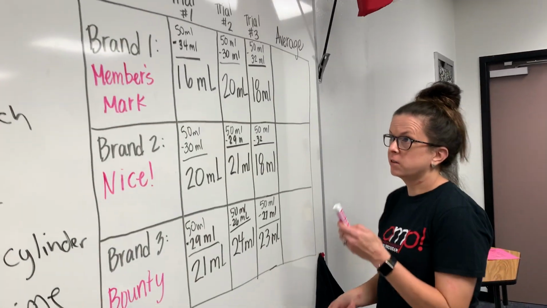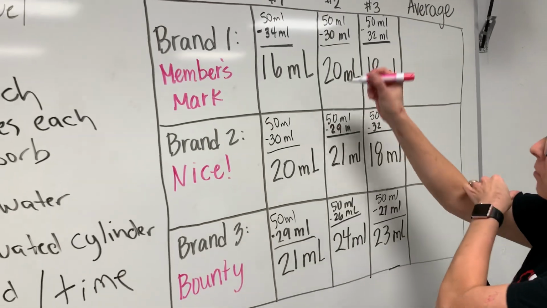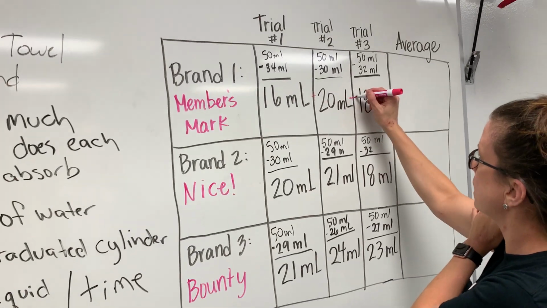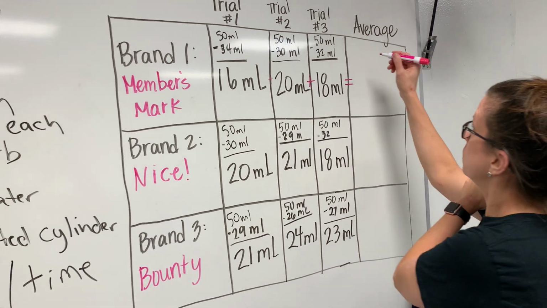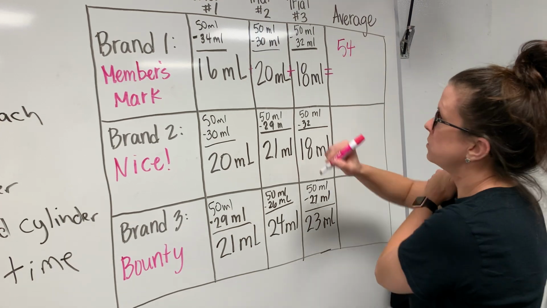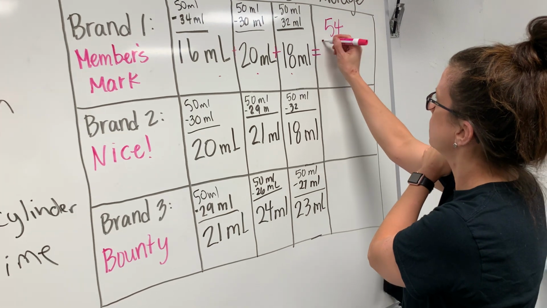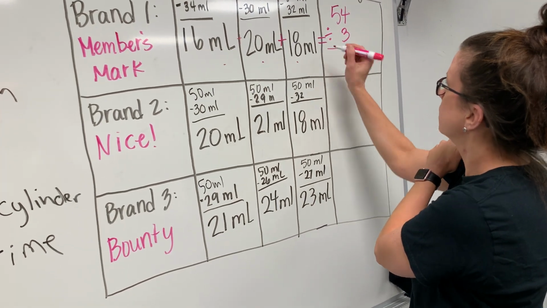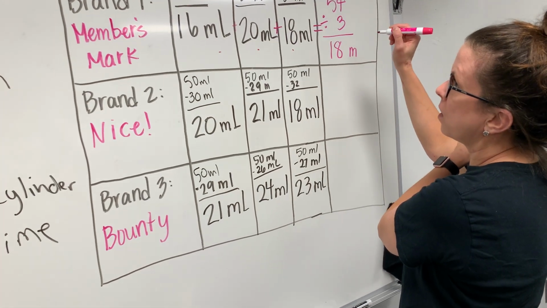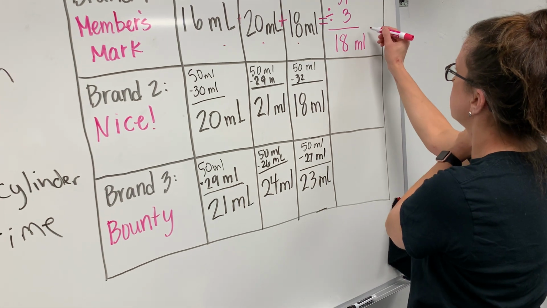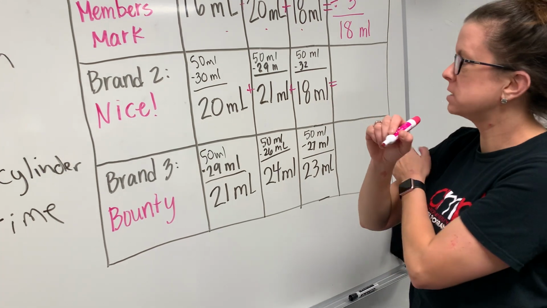So now that we have all of our data, we need to find the average of each one. So step 1 for average is you add all of the numbers together. So 16 plus 20 plus 18 would be 54. Then you divide by the number in the set. So there's 1, 2, 3 numbers in the set. So 54 divided by 3, you should get 18. So our average amount of water absorbed by the Member's Mark is 18 milliliters. And then you'll do the same for each brand of paper towels.